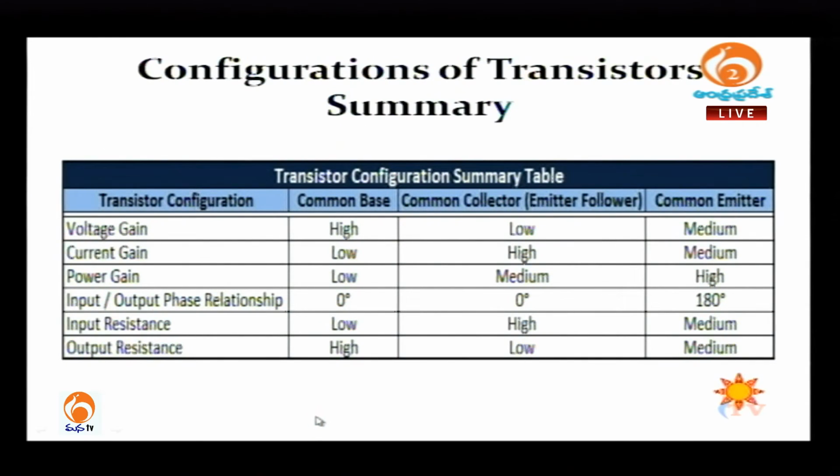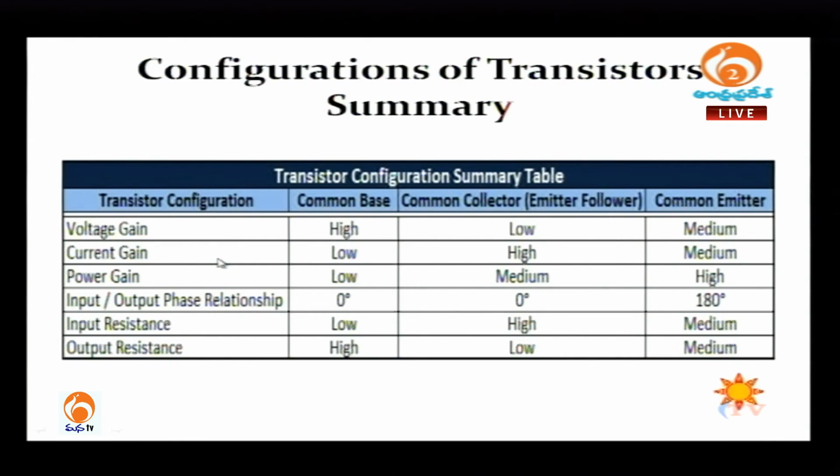Here we have a summary of these different configurations. First, let us take common base configuration. In common base configuration we have a high voltage gain, so wherever high voltage gain is required we employ common base configuration. The current gain is very low. Why? Because in the case of common base configuration, the output current is collector current and the input current is emitter current.